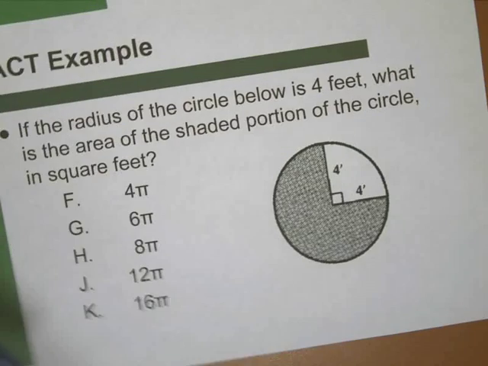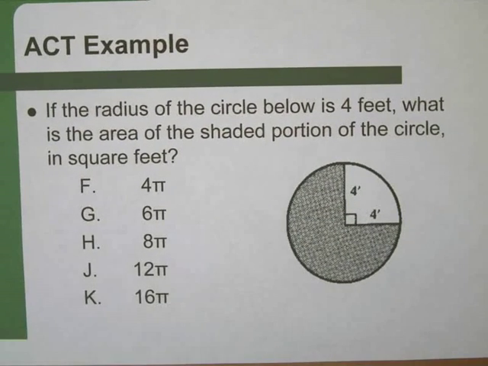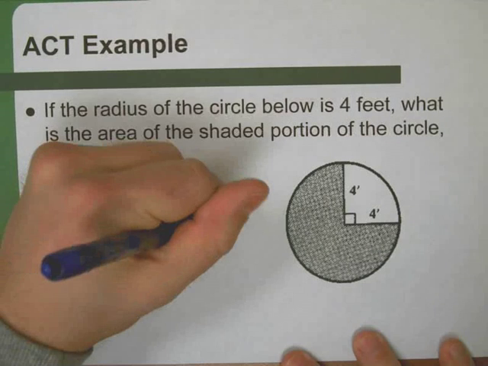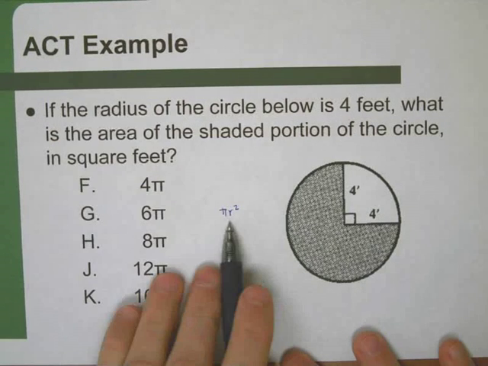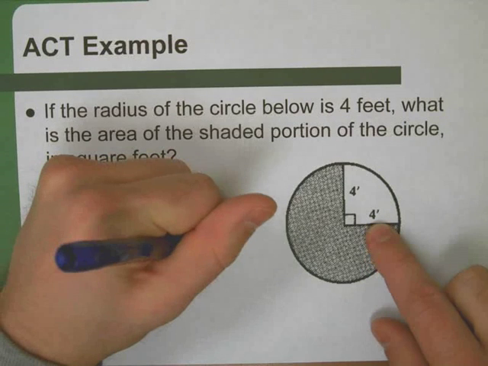All right, a couple more. I think I've got 2 examples left, both off the ACT. Oh, last example. If the radius of the circle below is 4 feet, what's the area of the shaded portion of the circle in square feet? Well, let's look at the total circle, right? The total circle would be pi r squared, which is pi times 4 squared, and 4 squared is 16.